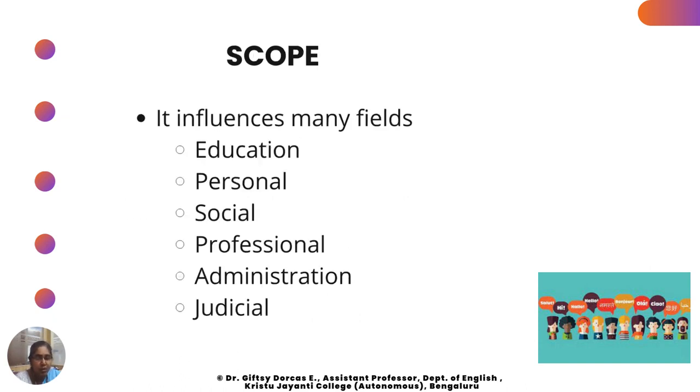So what is the scope? The scope of multilingualism is that it's spread over various fields, like education, personal, social, professional, administrational, and judicial. So you see, it has a wide scope. It's not limited to any one field. So you find multilingualism prevalent everywhere.